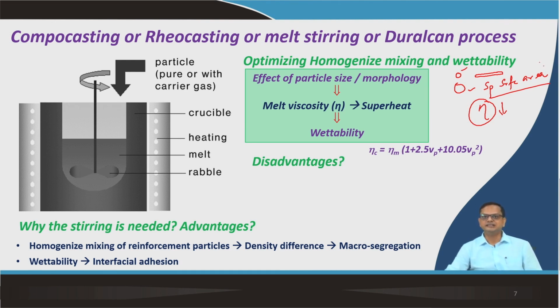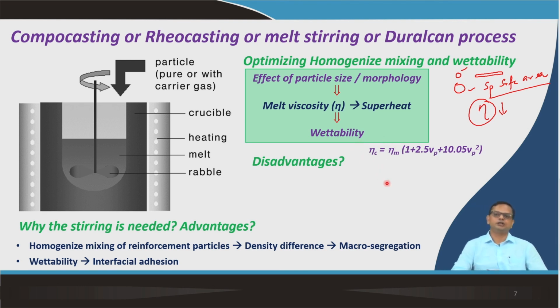You can clearly see in this equation, let me change to the laser pointer, that as the volume fraction increases, the viscosity of the melt increases. This is the viscosity of the melt without any reinforcement, and as you keep on increasing the volume fraction, the viscosity of the melt also increases.